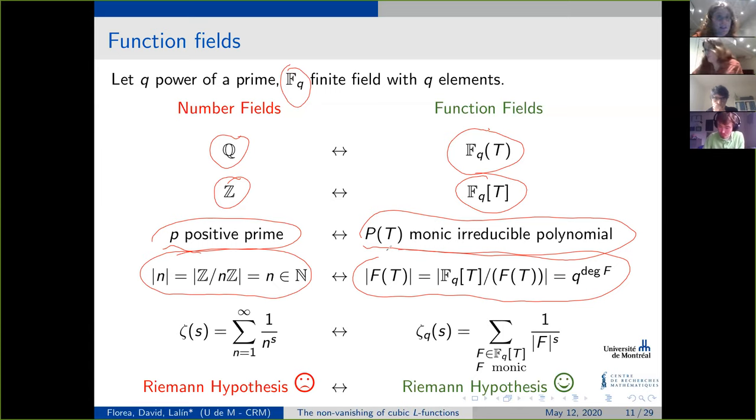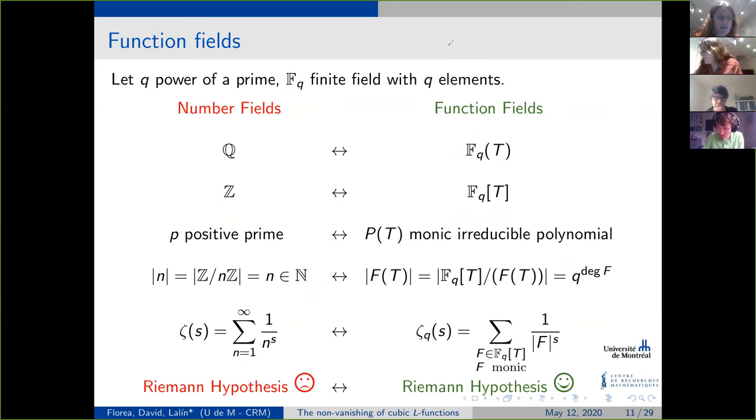Then you can build the Riemann zeta function. On the left-hand side is the function I already talked about. On the right-hand side, instead of summing over n equals 1 to infinity, you want to sum over all the monic polynomials, okay? And you take 1 over the norm of f to the s. And you can build a theory with that. The magic thing that happens here is that the Riemann hypothesis is true. For the Riemann zeta function defined like that, you can actually prove it.